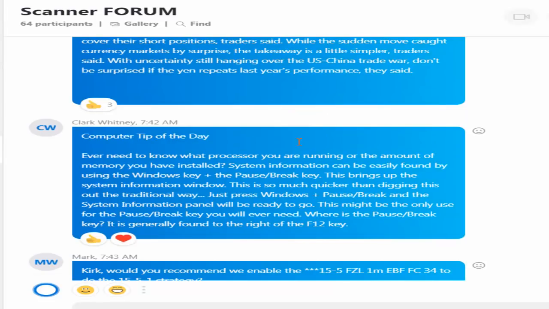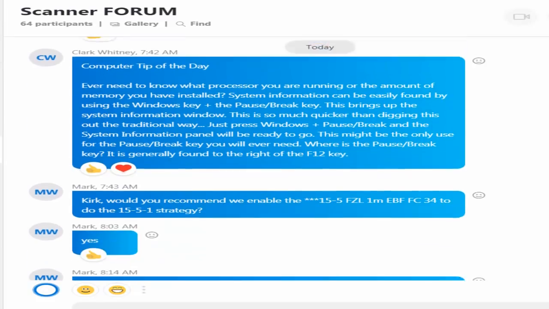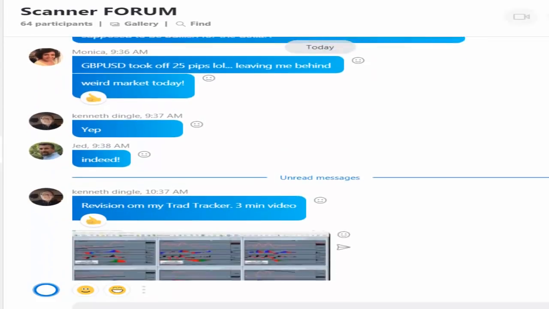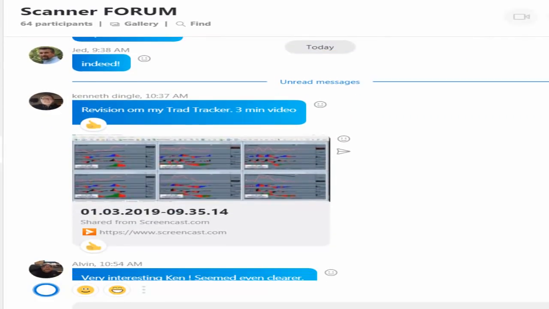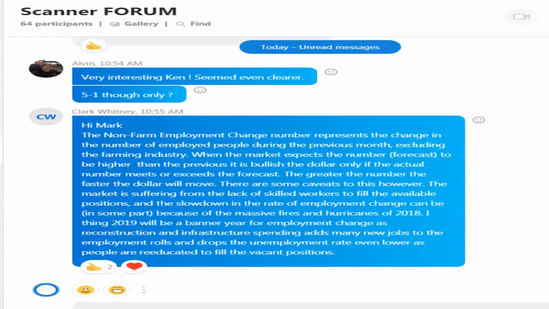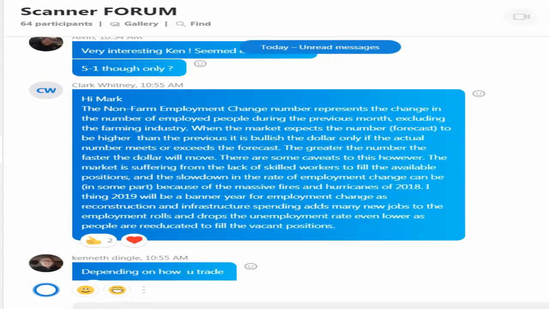And then computer tip of the day. So if your system is not working properly, he'll give little tips to tell you how to keep your computer running in tip-top shape. And questions and answers and comments. There's a video. If you click on this, there's a video behind that. Some more information.